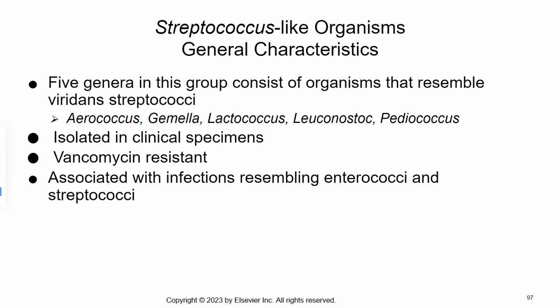Streptococcus-like organisms include Aerococcus, Gemella, Lactococcus, Leuconostoc, and Pediococcus. Aerococcus is one that I've seen clinically in urine specimens a lot. Lactococcus I've seen in fecal cultures, usually just as a commensal or an opportunistic type organism.